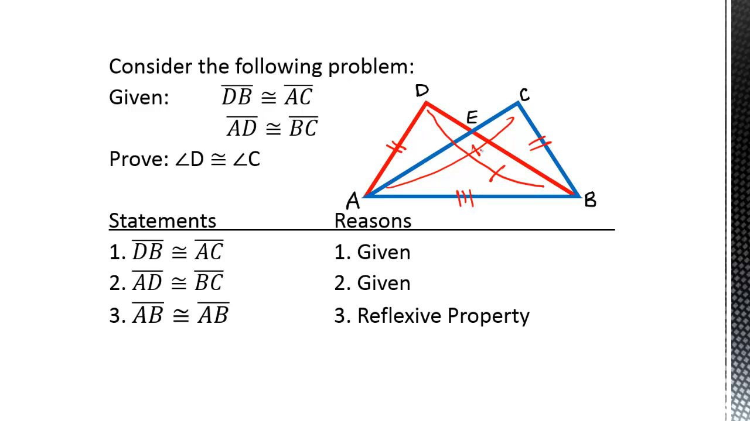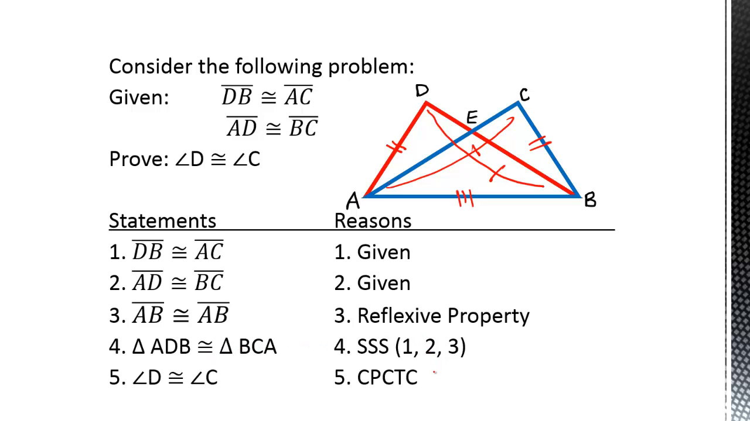All right, so now you'll notice I kind of color-coded the triangles here to make it a little bit easier for you. So now I have 3 sides from each triangle. So I can say that triangle ADB is congruent to triangle BCA as shown in steps 1, 2, and 3. And so that's side, side, side. Now I can say that angle D is congruent to angle C because of CPCTC. So remember, we've got our triangle postulate, and once we've done that, then we can go to CPCTC.